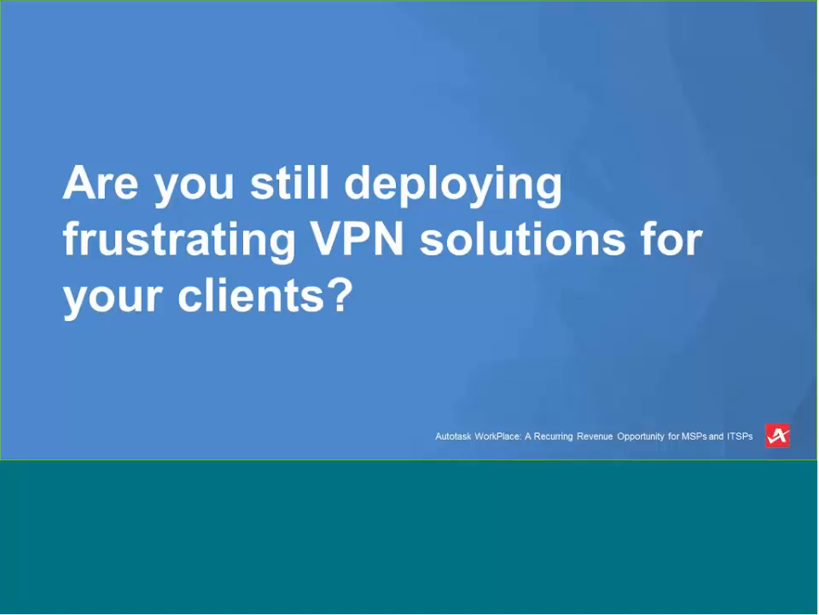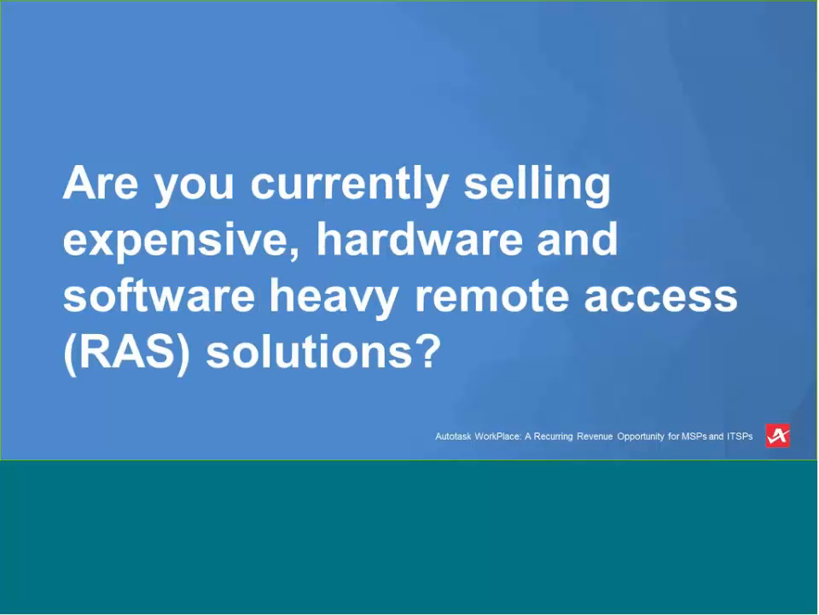I myself have stopped using my VPN because it typically is slow, a little bit cumbersome, and it doesn't always work as I'm moving around through airports and hotels. Are you currently selling expensive hardware and software-heavy remote access solutions? Now, of course, we know you may have applications sitting on a server that need remote access, but maybe you're moving those applications to the cloud, and as you do that, you've got these files and folders sitting on your server, and perhaps you're putting in a remote access server in front of it, or you may still have a RAS box in front of it that, again, complicates end-user access to those files.